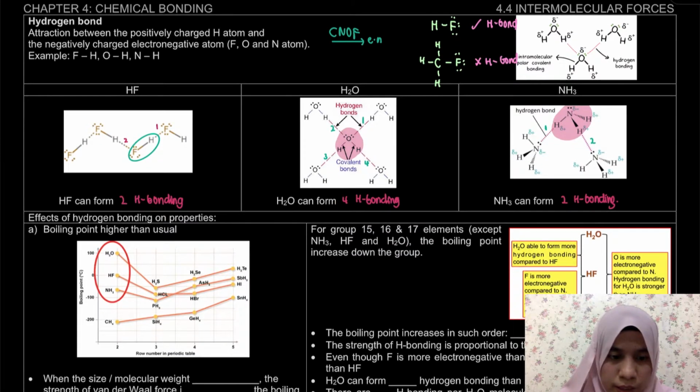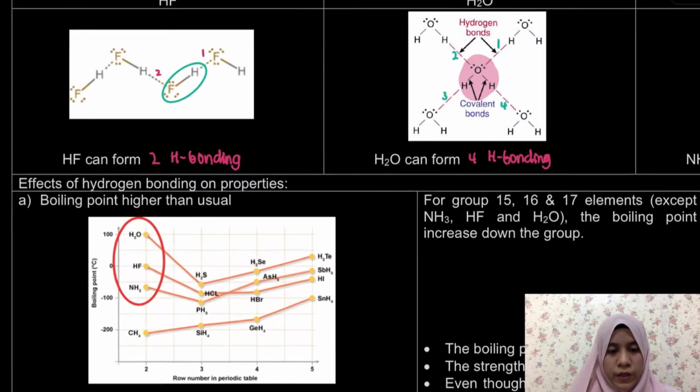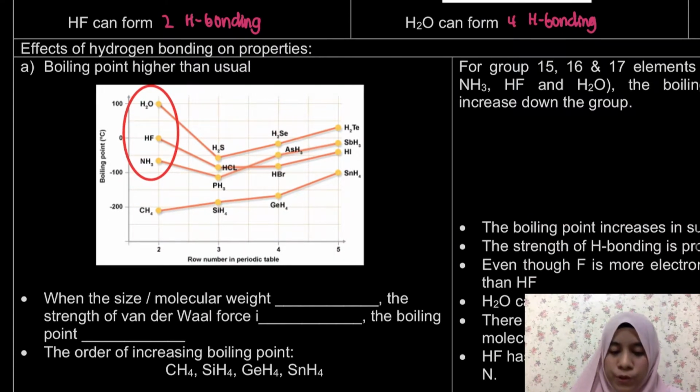So, that is actually for the case of HF, H2O dengan NH3. Okay, so sekarang ni kita nak tengok the effects of hydrogen bonding on properties. So, first one is boiling point. Okay, so kalau boiling point sebelum ni kita belajar apa? SSP. So, this first ni size, shape, polarity.